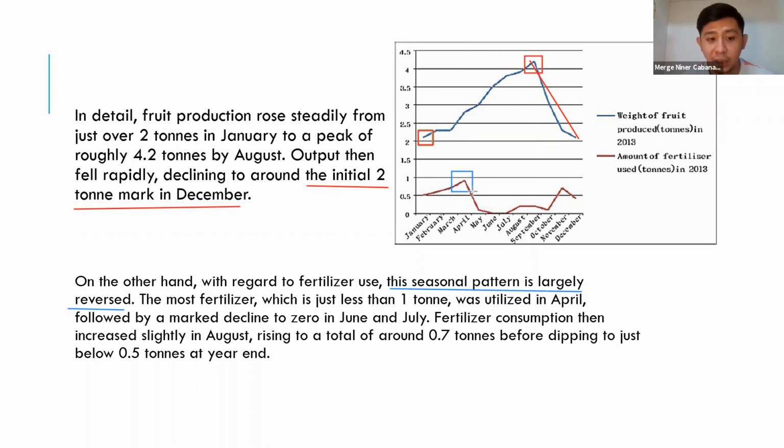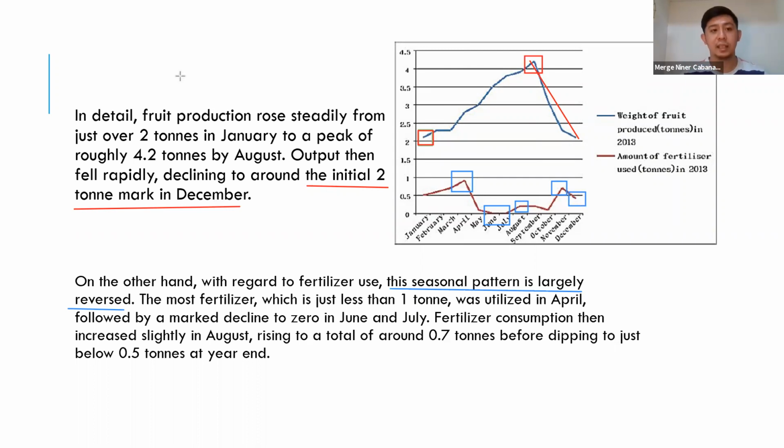And then a marked decline to 0 in June, July. June, July don't have any fertilizer use anymore. And then it increased to about 0.7 in August. Fertilizer consumption then increased slightly in August, and then rising to a total of around 0.7 tons, which is about right here, November, before dipping to just 0.5 tons at year end.